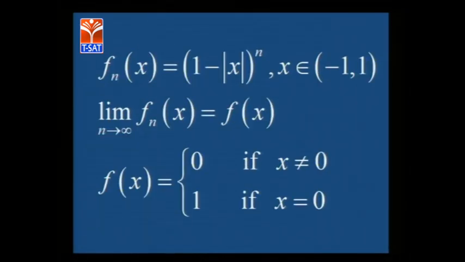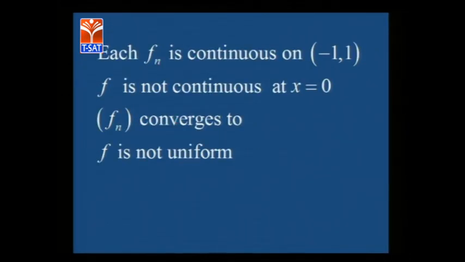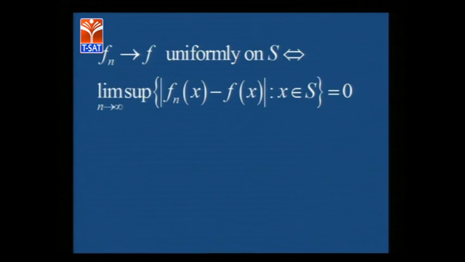In the second example, we can take f_n(x) equal to 1 minus |x| to the power n, converging pointwise to the function f(x), where f(x) equals 0 if x is not equal to 0, and 1 if x equals 0. Each f_n is a continuous function, but f is not continuous. So, this convergence is also pointwise, but not uniform. There is also another theorem. Next class we will discuss how to prove the importance of uniform convergence.